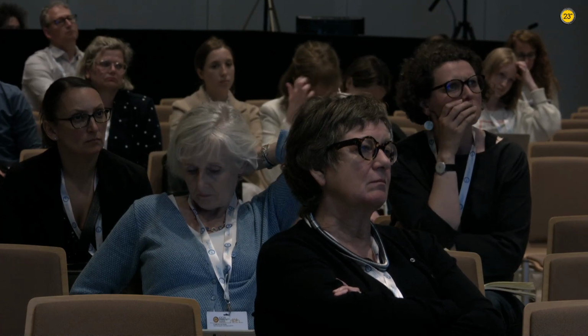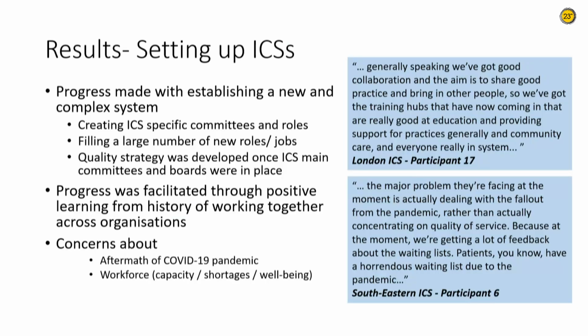So in terms of setting up these new systems, they all reported that progress was made. They all put a lot of energy into developing specific committees, so the ICB and ICP in particular, and also started filling a large number of new jobs and roles. And once this was a little bit more set up, then they started looking in more detail at their quality strategy. There were, of course, differences between these 4 different ICSs in how much progress they'd made.